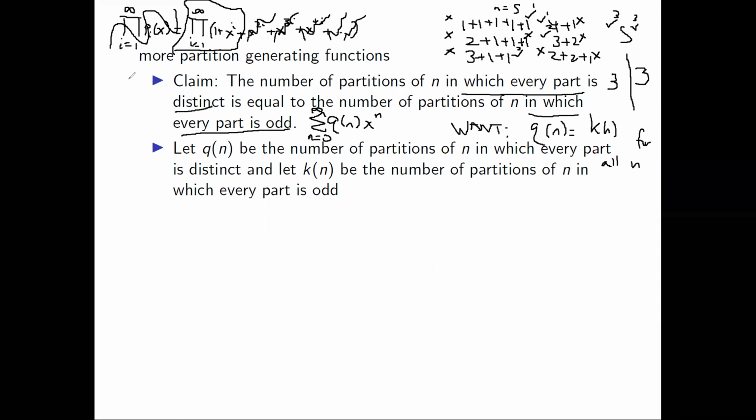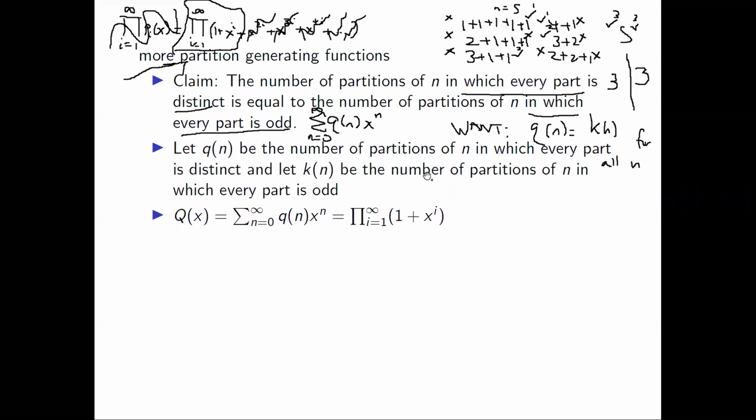And we already have the generating function for the Q of n. So we can represent it as this product. And we'll try to manipulate that product in order to get something that's equivalent to a generating function for K of n.